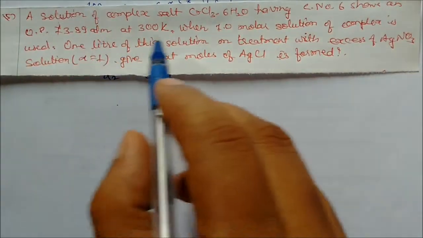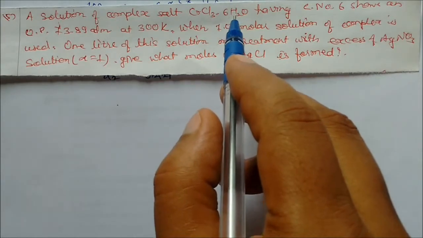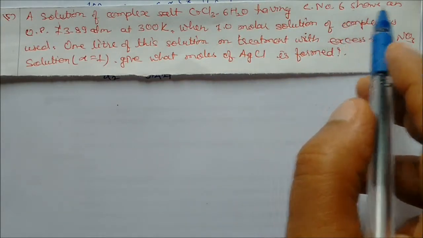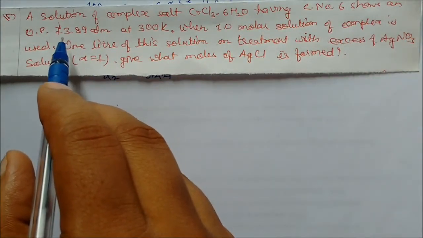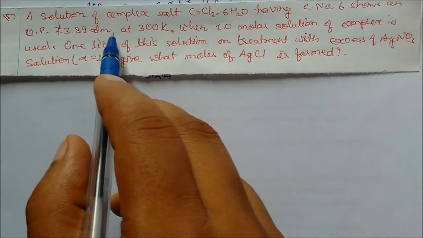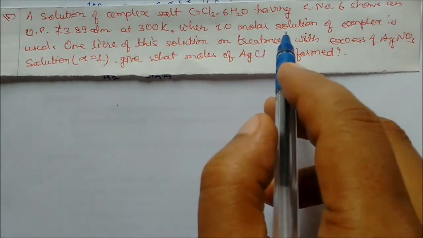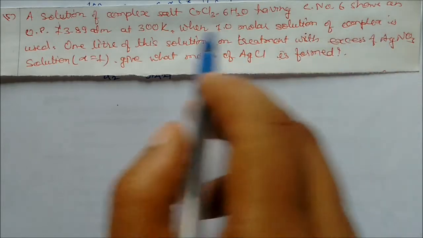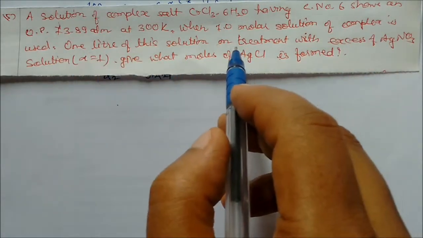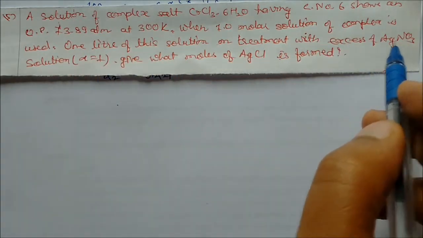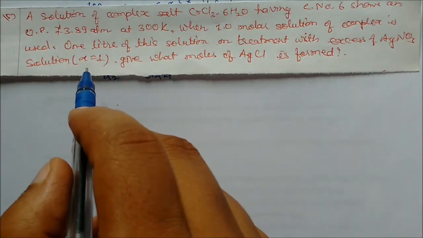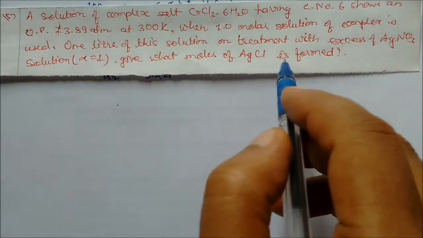Now, a solution of the complex chromium chloride with 6 molecules of water, having coordination number 6, shows an osmotic pressure of 73.89 atm at 300 Kelvin when a 1 molar solution of the complex is used. One liter of this solution, on treatment with excess of silver nitrate solution, gives what moles of AgCl?